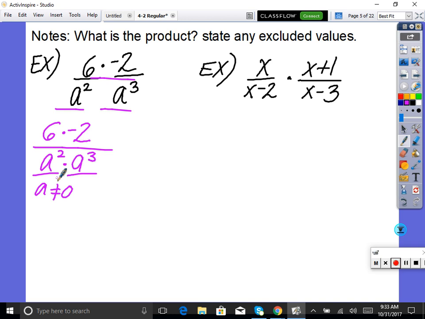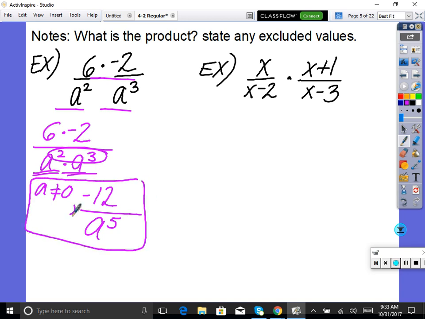However, with this one, since I'm going to put it together, 6 times -2 is -12, isn't it? And on bottom, let's see if you can get this right. Let's see if you'd be that person that messes up. When you multiply, you add, a to the 5th. So there's our answer. -12 over a to the 5th, as long as a does not equal 0.